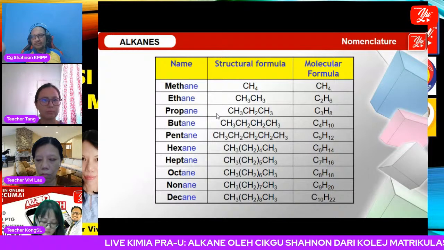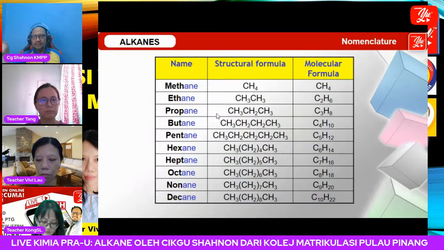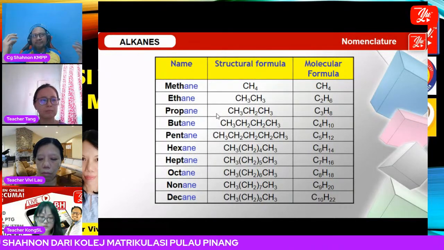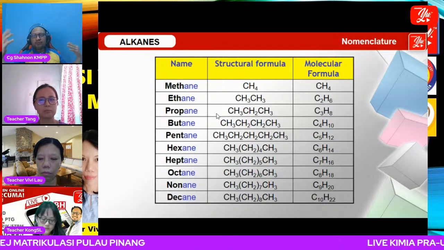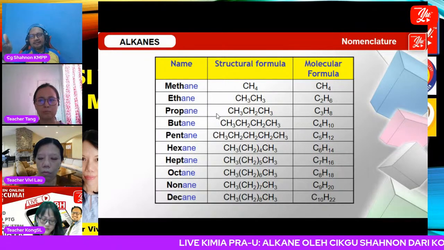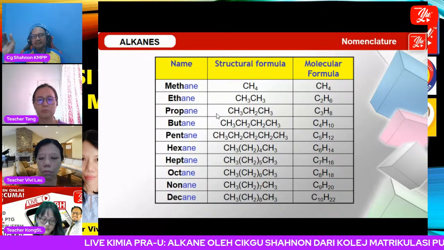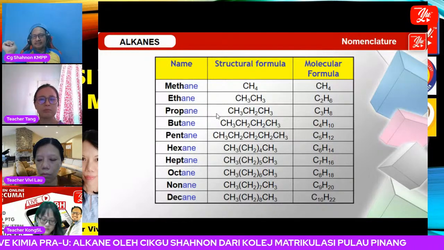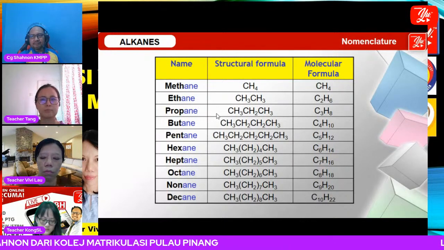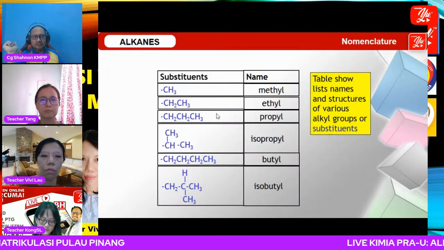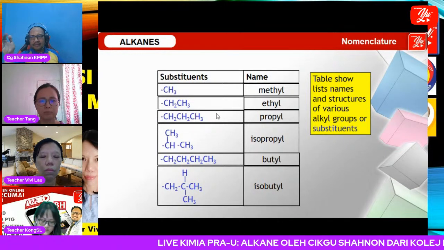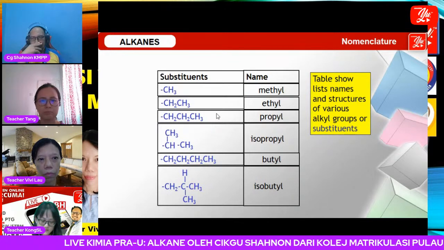For molecular formula, CH4, C2H6, that is molecular formula. But in organic, we prefer to write or draw the structure in structural formula, whether it is condensed structure, expanded, or skeletal structure. Okay, this one is interesting. We call it substituent. The table shows the list of names and structures of various alkyl groups or substituents.